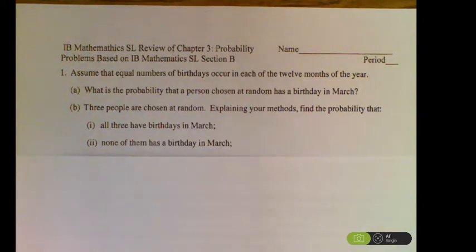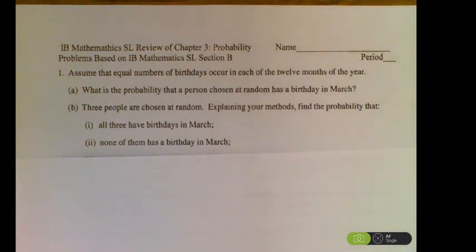Alright, moving on to worksheet B for chapter 3. So looking at just a couple of these guys. Number 1: assume equal numbers of birthdays occur in each of the 12 months of the year. So the probability that a person chosen at random has a birthday in March must just mean 1 out of 12, because of this statement right here. They were just trying to tell us not to account for certain months having different numbers of days. Basically, pretend they all had 30 days or something like that. So that's where we're getting the 1 out of 12 for this one.